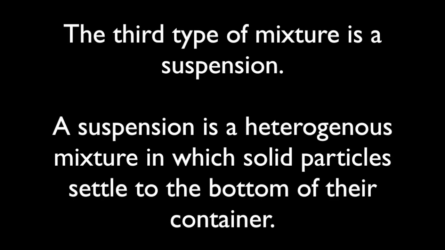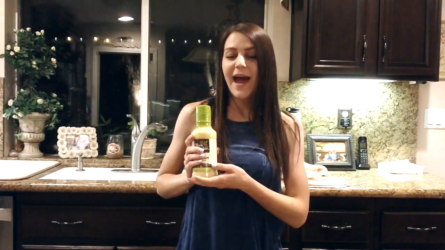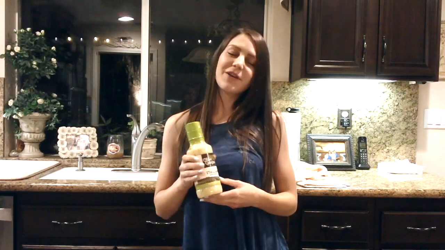The third type of mixture is a suspension. A suspension is a heterogeneous mixture in which solid particles settle to the bottom of their container. An example of a suspension is salad dressing. Although the particles are currently suspended in the mixture, after enough time has passed, the particles will end up settling at the bottom of the container.